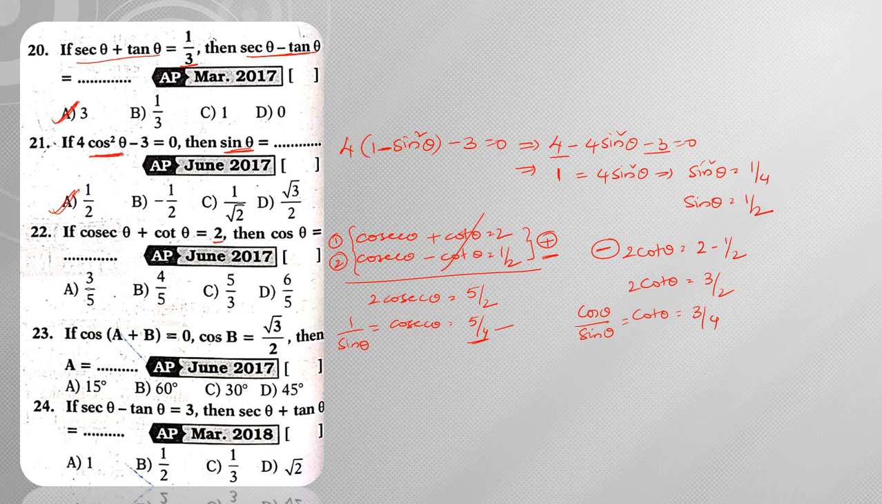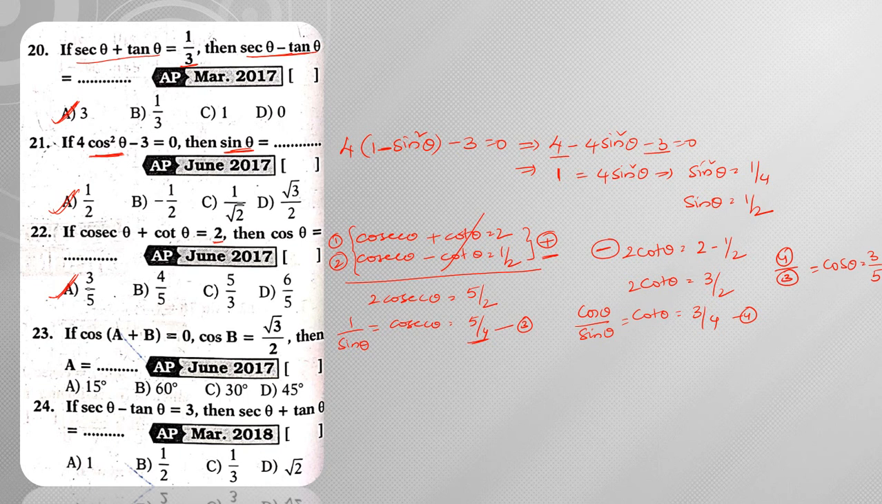Now let this be equation number 3 and let this be equation number 4. Simply, we are going to divide 4 by 3, which gives me cos theta. So cos theta is equal to 3 by 4 divided by 5 by 4, which is nothing but 3 by 5. Hence the answer is 3 by 5.